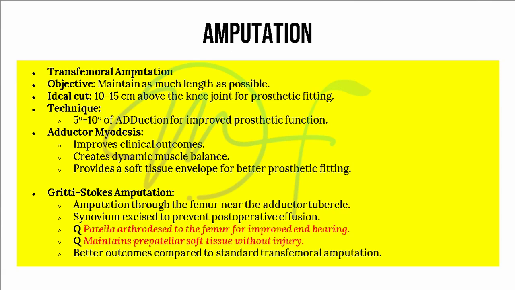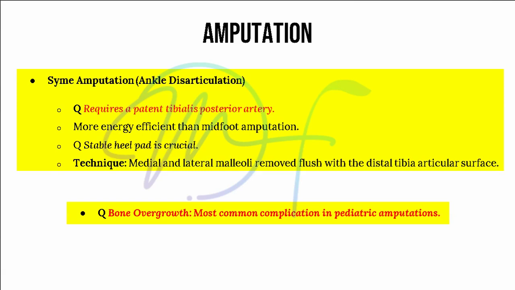Syme amputation, also known as ankle disarticulation, is more energy efficient than midfoot amputations. It requires a patent tibialis posterior artery and a stable heel pad for optimal outcomes. The surgical technique involves removing the medial and lateral malleoli flush with the distal tibia's articular surface. Bone overgrowth is a common complication in pediatric patients, requiring careful long-term monitoring.